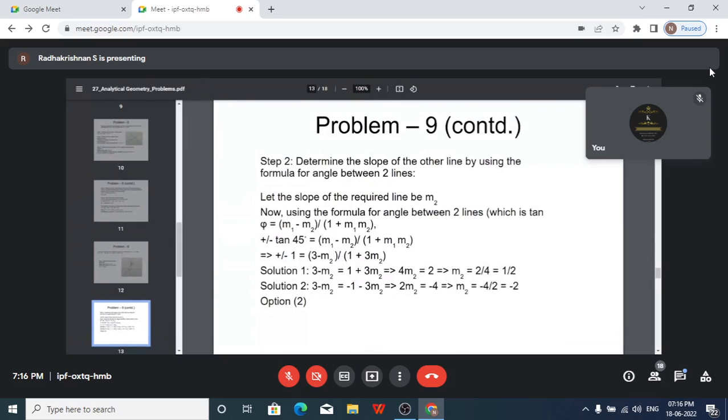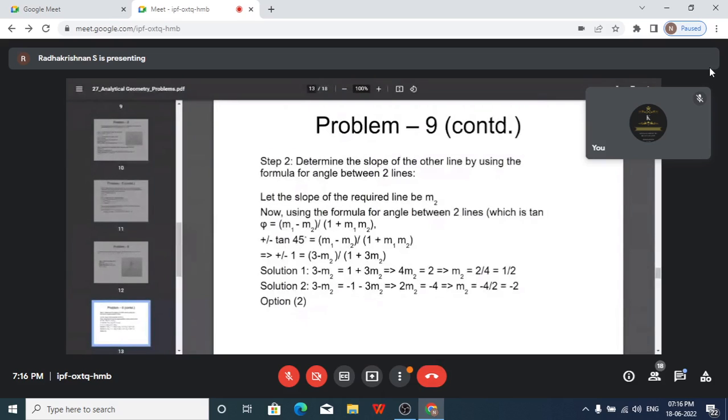Step 2 is determine the slope of the other line by using the formula for angle between two lines. So let us say the slope of the required line is m2. The formula for angle between two lines is tan phi equal to (m1 minus m2) divided by (1 plus m1 m2). Since this is given as 45 degrees, but it can be on both sides, plus or minus 45 degrees equal to (m1 minus m2) by (1 plus m1 m2), we can put.